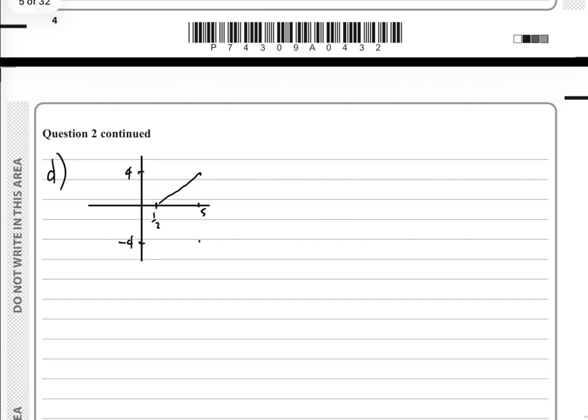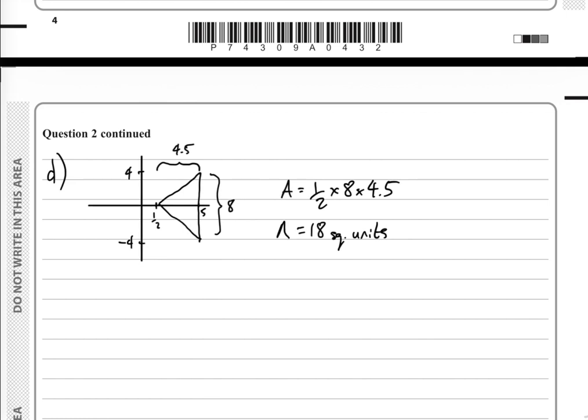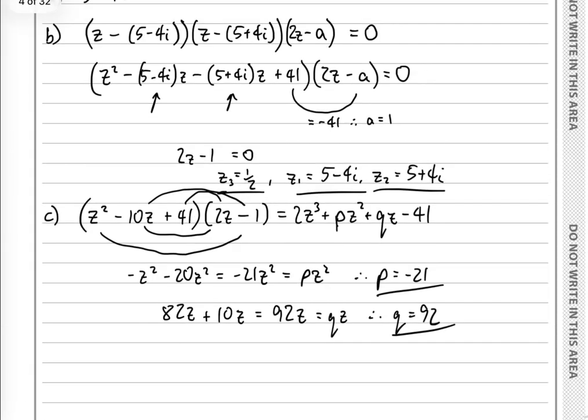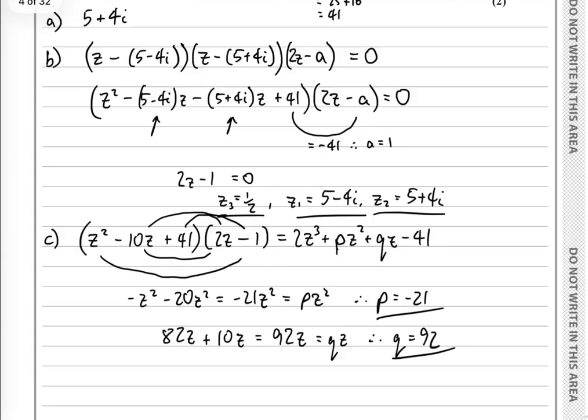So our triangle is this triangle here. And obviously from 4 to minus 4, that's 8 units. And from 5 to a half, that's 4.5 units. So the area is equal to half times 8 times 4.5, which is 18 square units. That was fairly straightforward, so long as you had the correct points from part B. I think that's the question finished, so moving on to question 3.